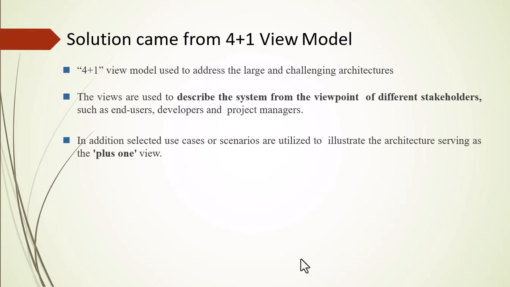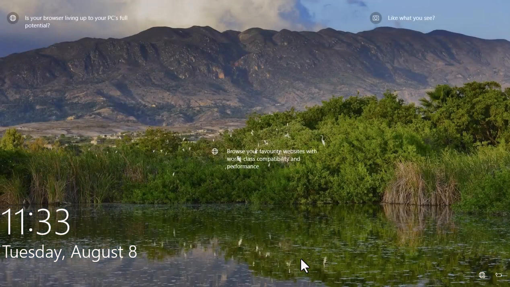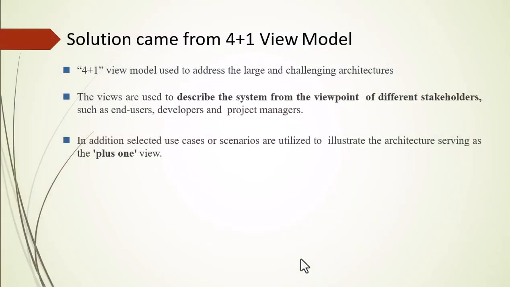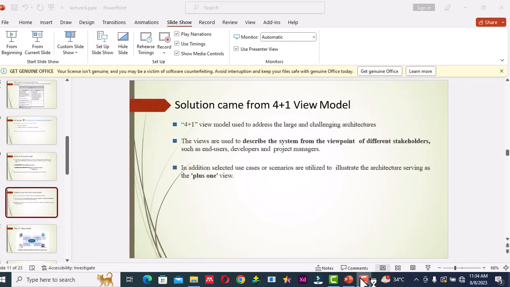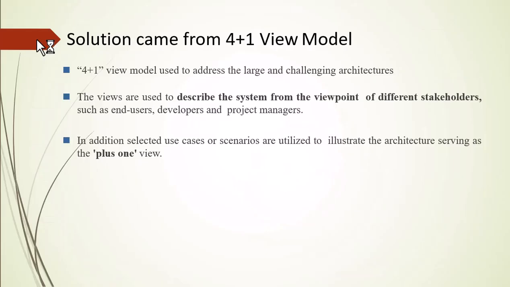You can see these are the 4 different types of views from different types of stakeholders. The first is the logical view, which is from the perspective of the end users who operate the system. The development view is the view from the developers. The physical view, which is the view from the system engineers and system architect, while the process view is the view from the integrator who integrates the system.